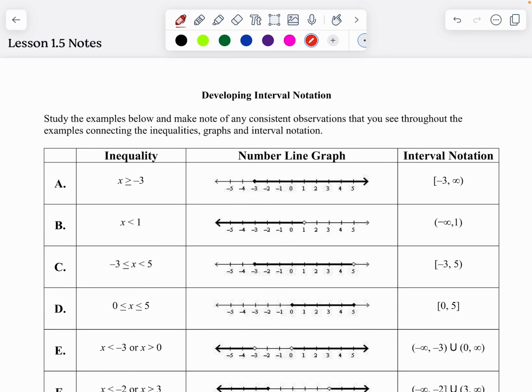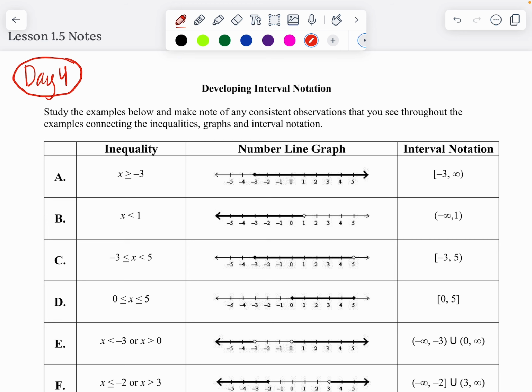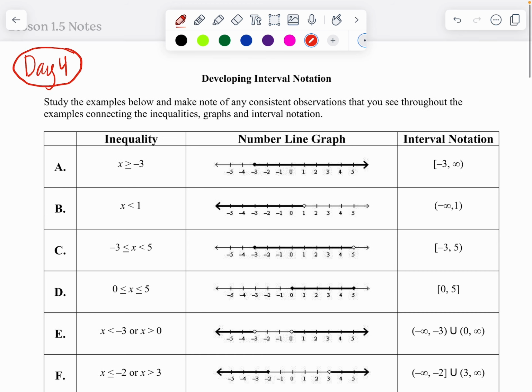All right, let's look at these lesson 1.5 notes. These are going to be technically the notes from day 4 when you look it up on the daily log or on the calendar. And ideally, this is a lesson that we would have done in class, but we didn't get to do that. So we're just going to kind of do it online.